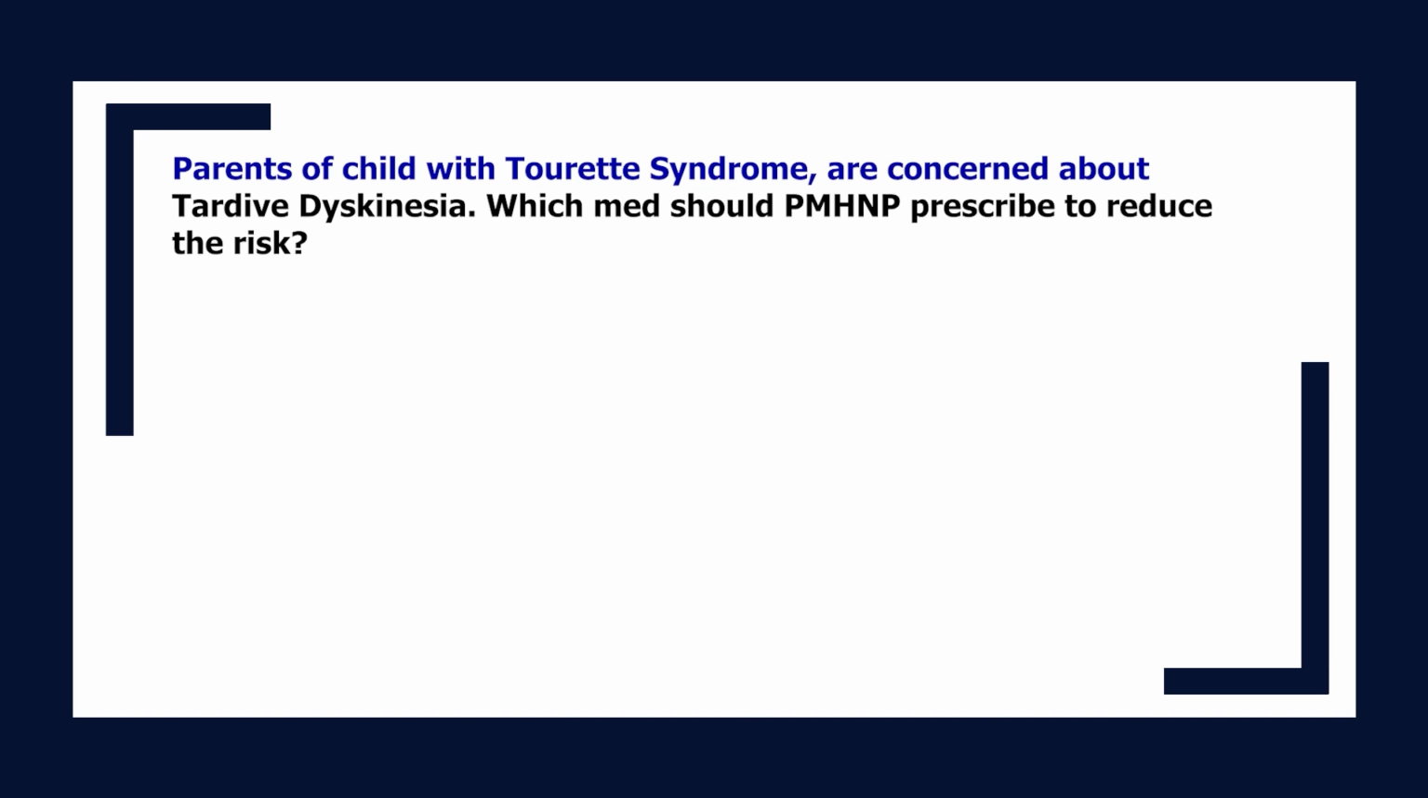Parents of child with Tourette syndrome are concerned about tardive dyskinesia. Which med should PMHNP prescribe to reduce the risk? A. Cialis. B. Clonidine. C. Risperidone. D. Haloperidol. The answer is B. Clonidine.